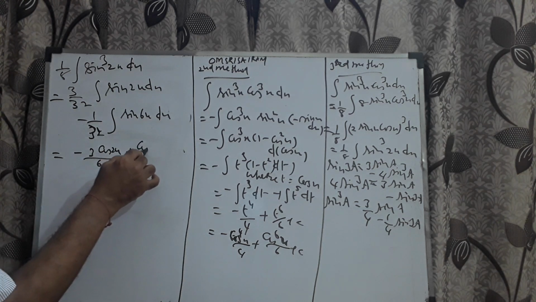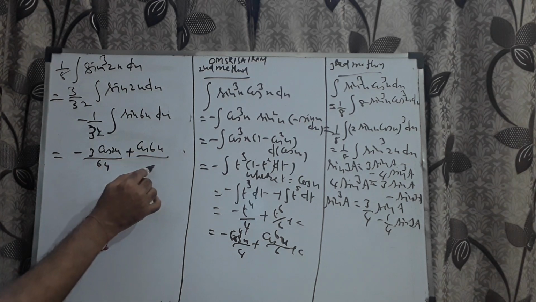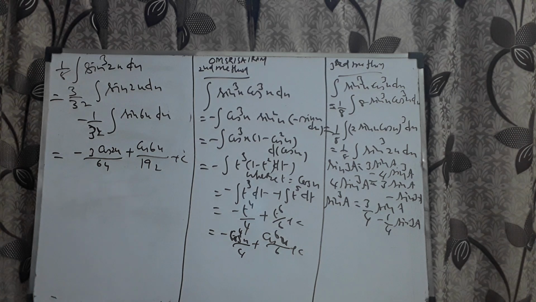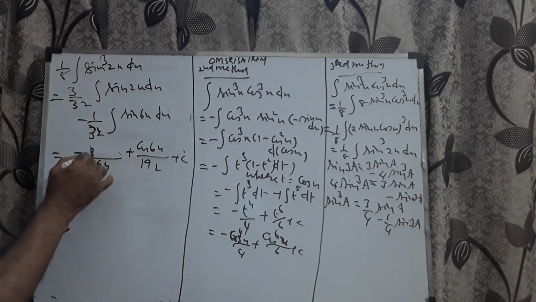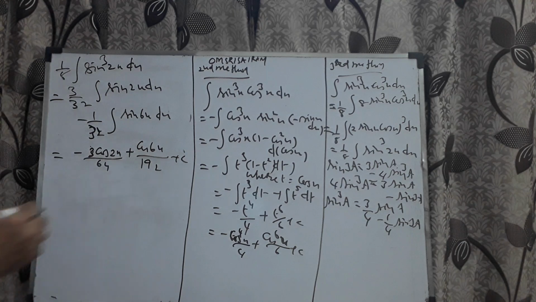Then plus cos 6x by, this becomes 192 plus c. 6 2s are 12, 6 3s are 18 plus 1, 19, 192. This is anyway cos. I'll rewrite if you want. I will rewrite. This is nothing but cos 2x. Let me just explain once again.